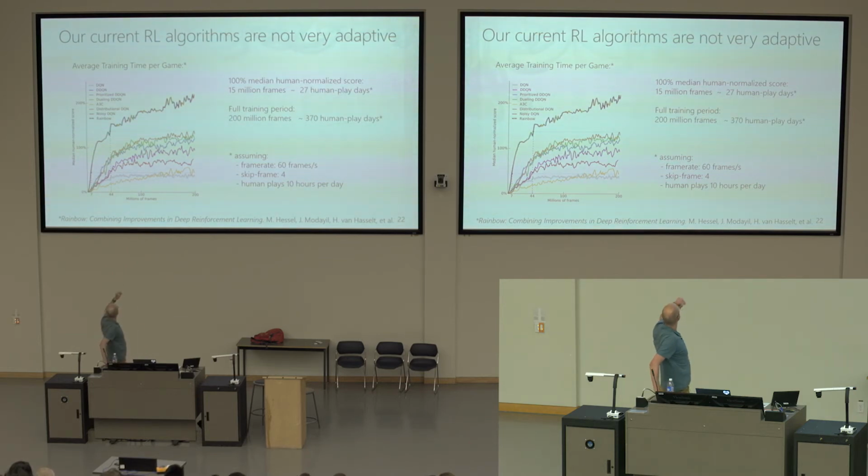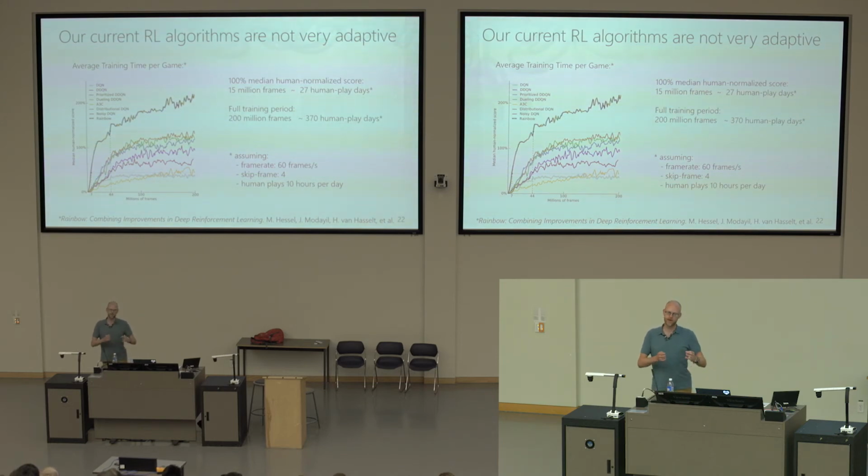Now, if you look at Rainbow, the most efficient one, and look at how long it takes to get to that 100%, to human performance, then we're at 15 million frames, which is a lot less than 200 million, but it's still about 27 human play days. That's still a significant amount because it's play days per game again.